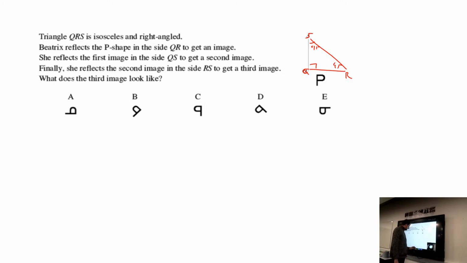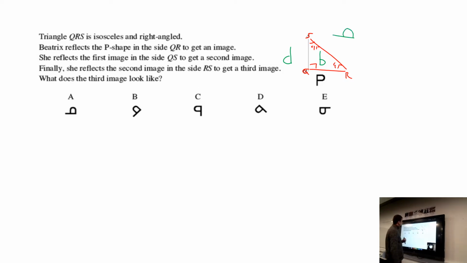What's happening to P? P is reflected. Firstly, it's reflected on the side QR. Okay, so when it's reflected, it will look something like this. Then it's reflected on QS. It's a mirror line, so it would look something like this. And then it is reflected on the line SR. So here it will look a bit like the shape here.